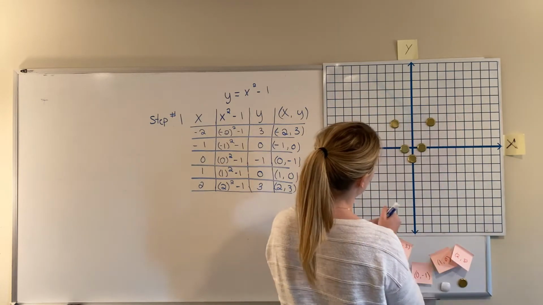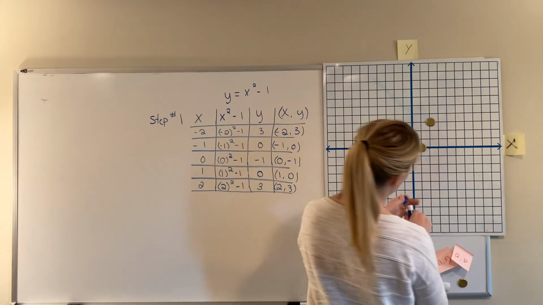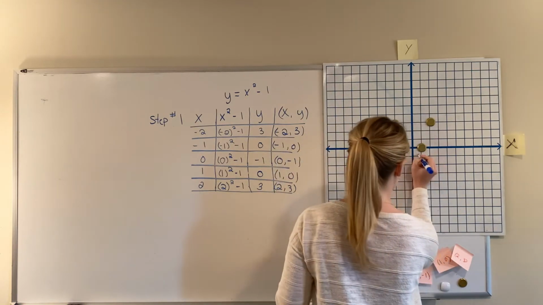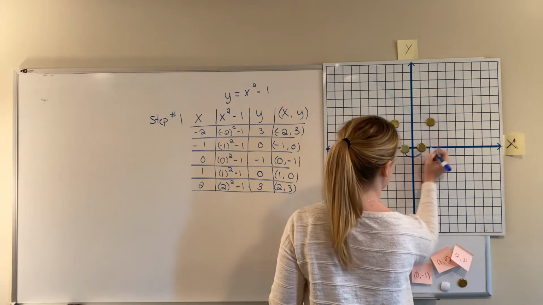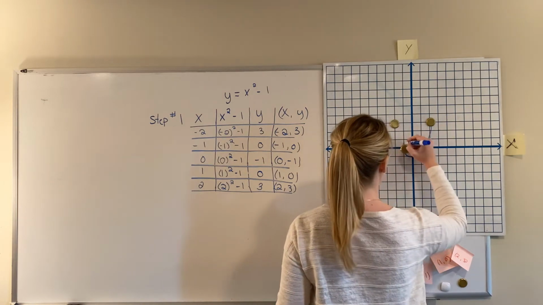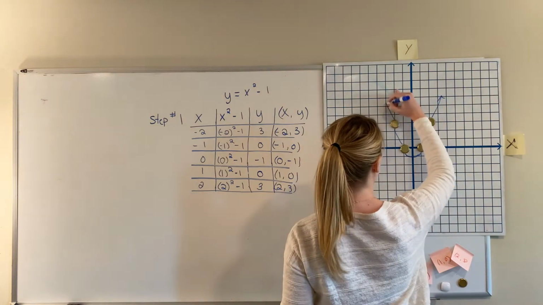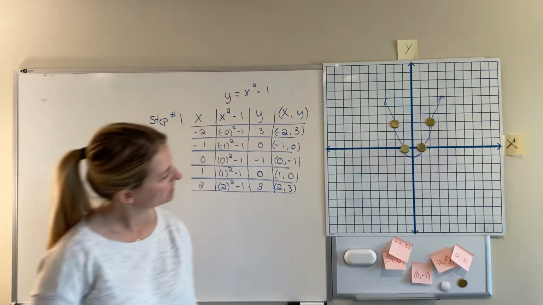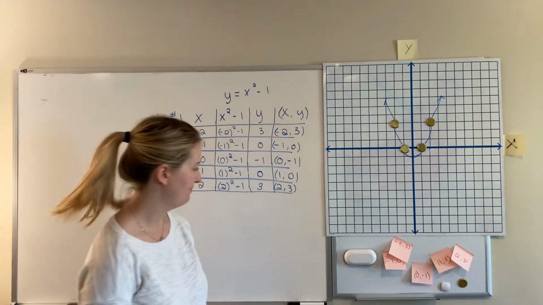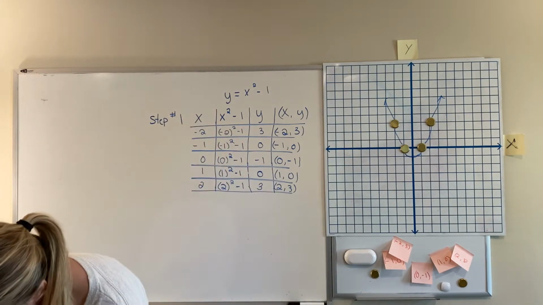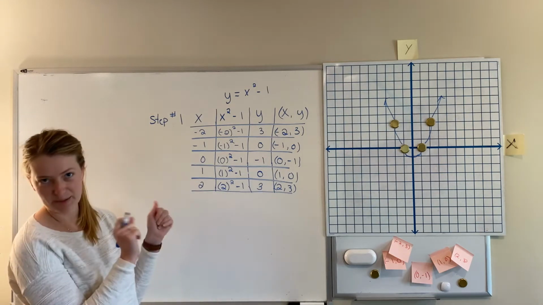And now we're supposed to draw a U shape that goes through each of these points. And again, it's a U shape because we have an exponent, and that exponent tells us our graph is going to be a parabola, which is that U shape. So our graph should look a little something like that. Alright, let's move on to our examples. Oh wait, second example, absolute value.